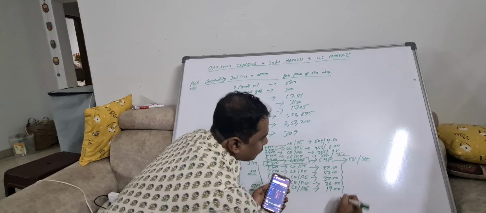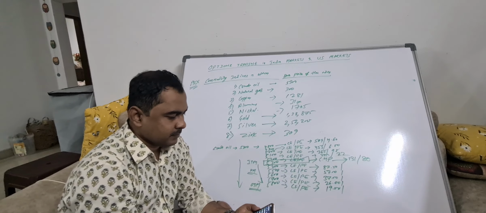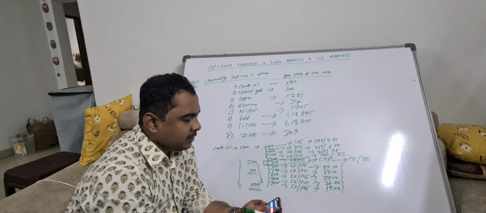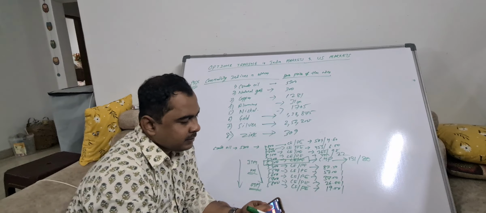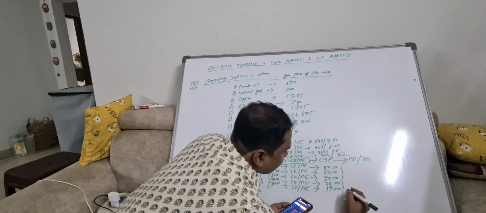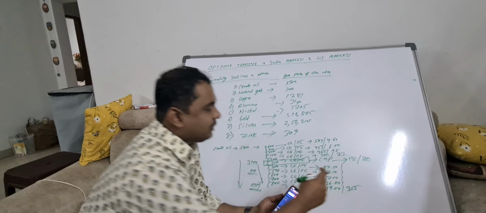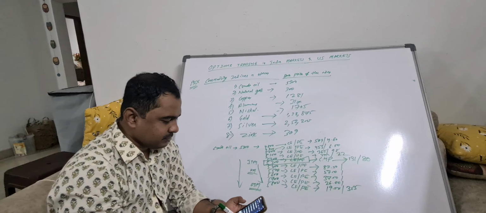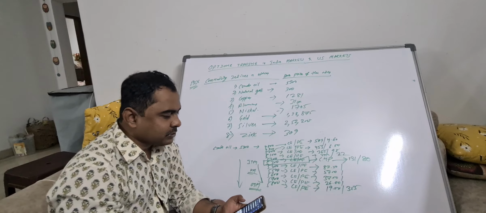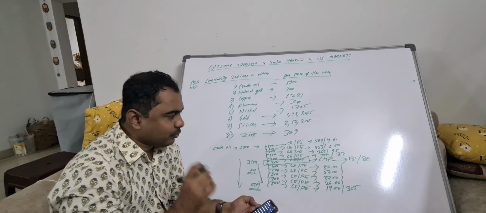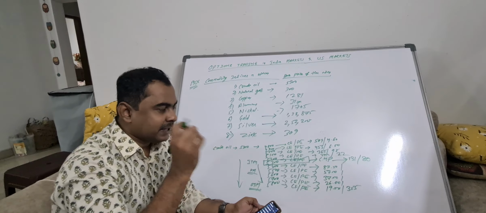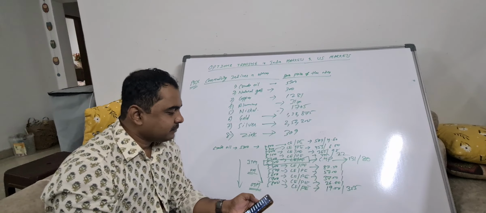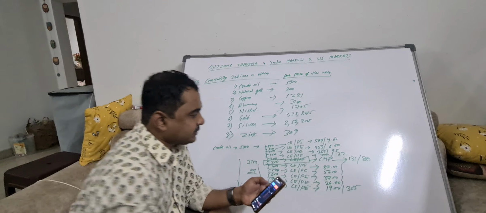Now we will go for the put values. The put value for 5,800 is 355. Why is the put value higher? Because the market is going down. So whenever the market goes up, take the call value. Whenever the market goes down, take the put value, P. Then 5,700 put is 379.